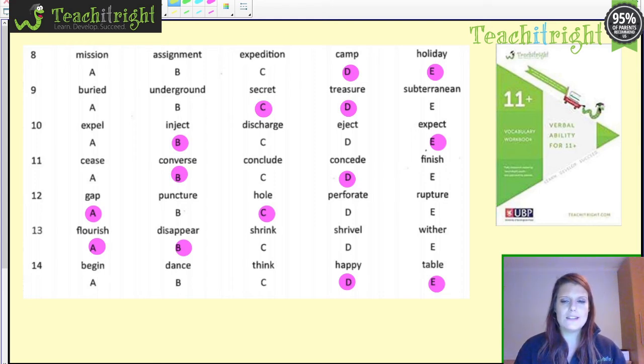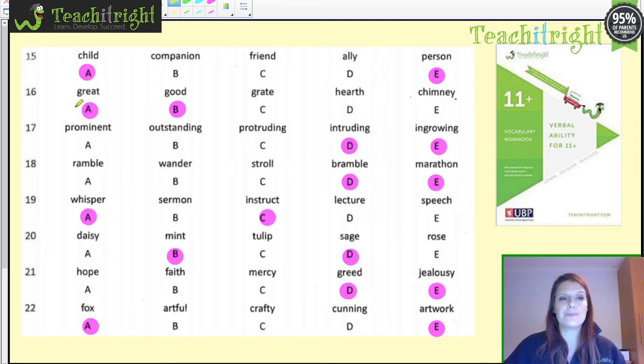happy and table. We're our odd ones out here. That's because all of the others can be verbs. So this one you had to think about the grammatical context a little more because actually at first glance they might all be unrelated. So this time we were looking at the word class. We can begin something, we can dance, we can think, whereas the other two are nouns.